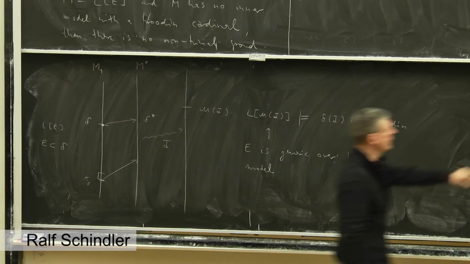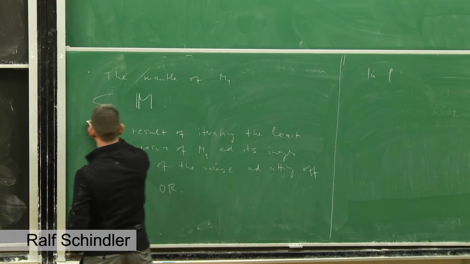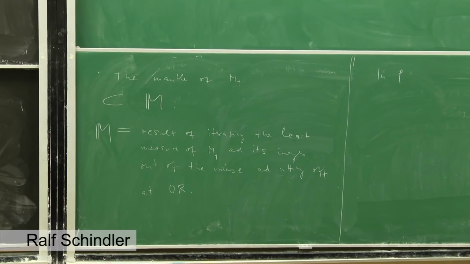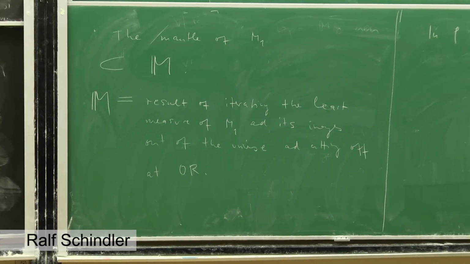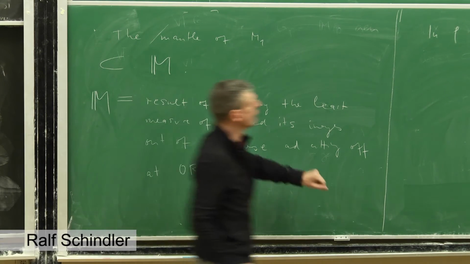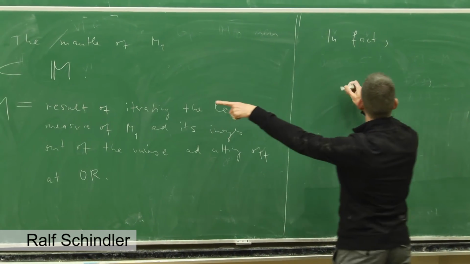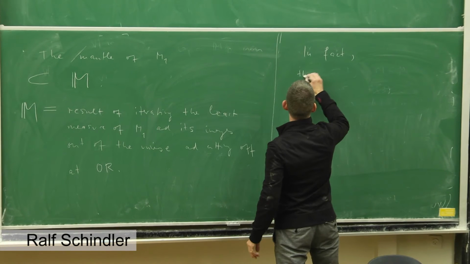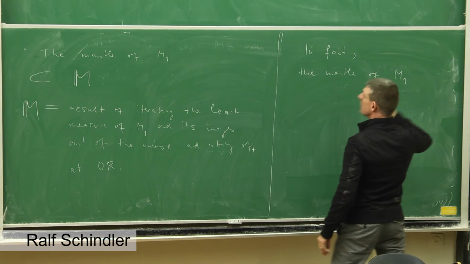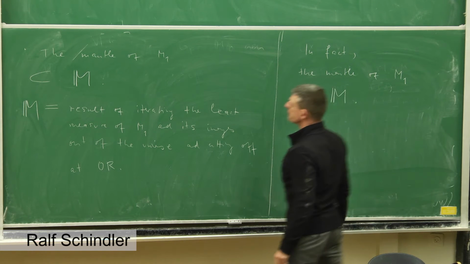Now here, this notation is unfortunate. Okay, let me write, just for ad hoc. This argument is supposed to prove that the mantle is contained in this model. And in fact, you can prove that these two models are equal. So the mantle of M1 is equal to this model.